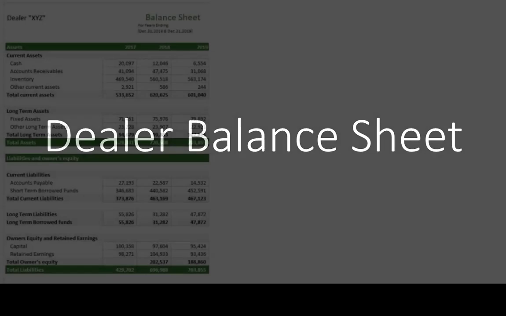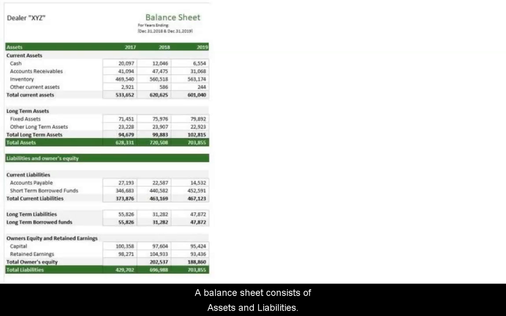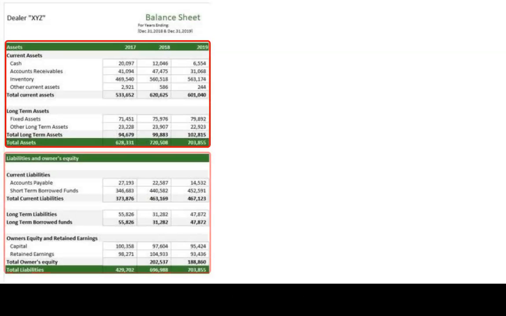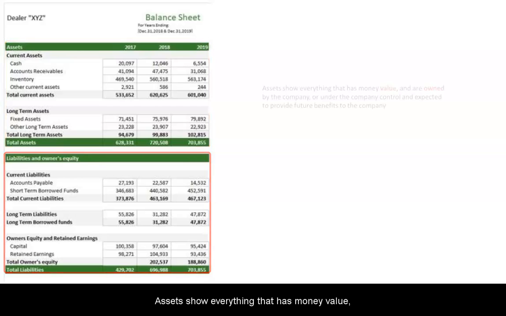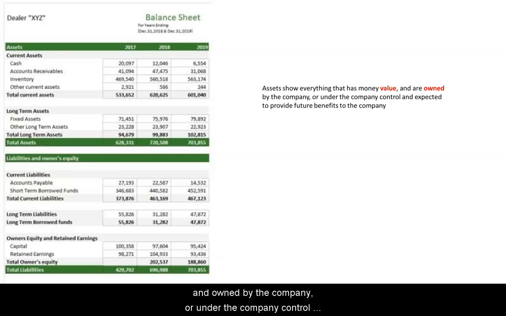Let's talk about the balance sheet in more detail. A balance sheet consists of assets and liabilities. Assets show everything that has money value and is owned by the company or under the company's control and expected to provide future benefits to the company.